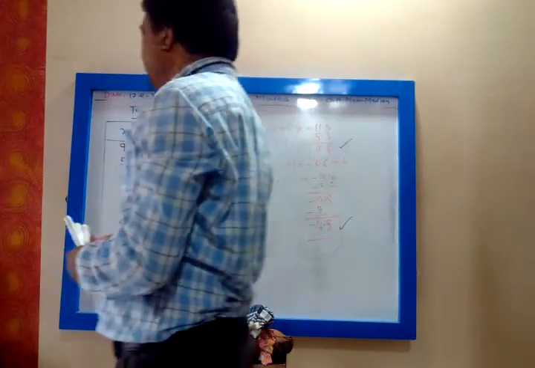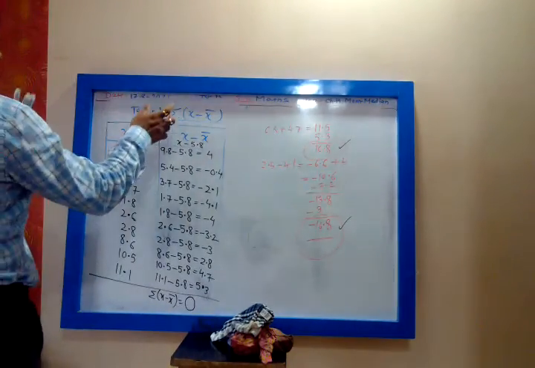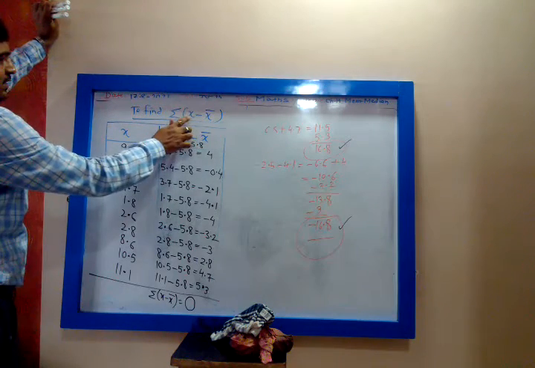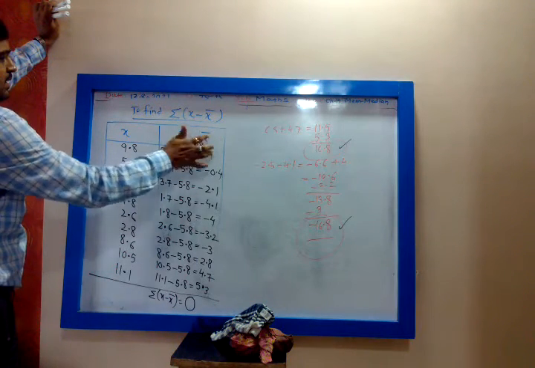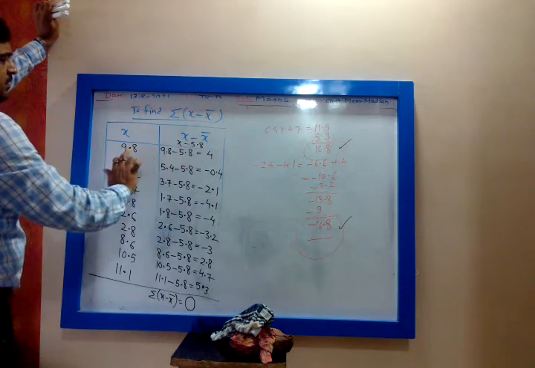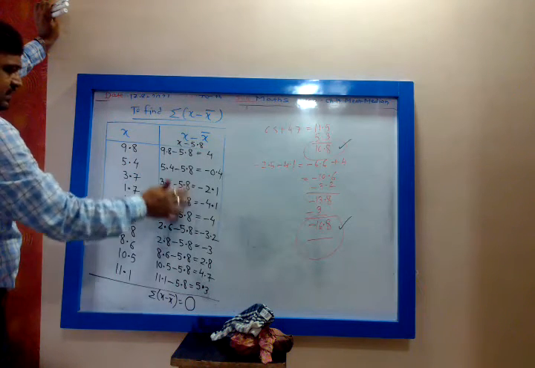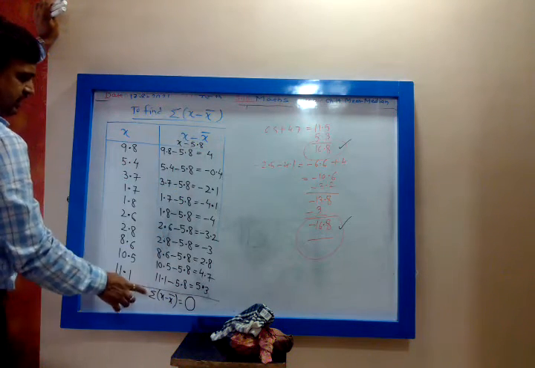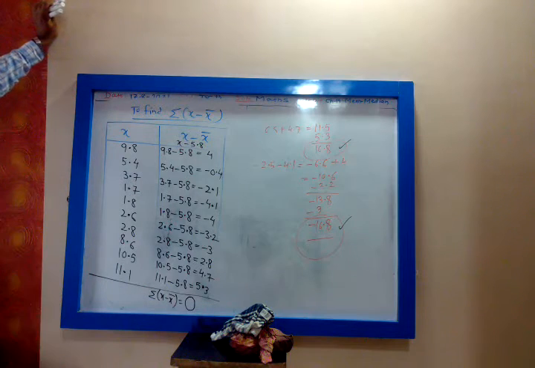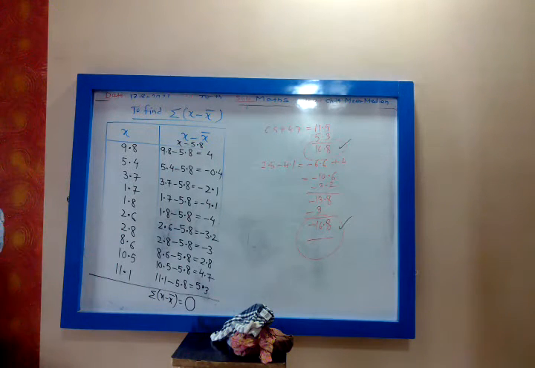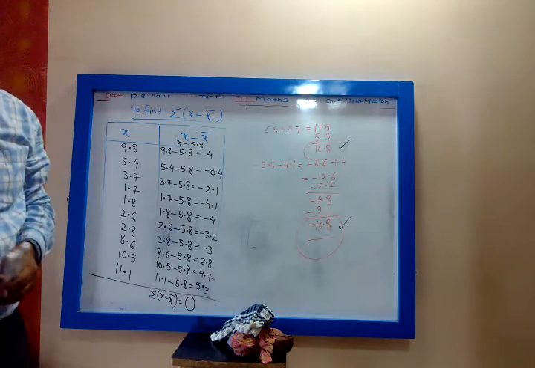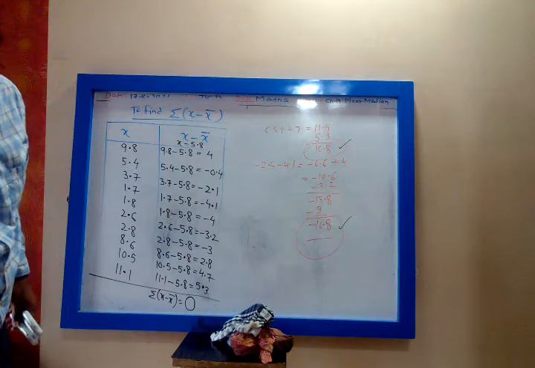So summation x minus x bar: after finding the mean value x bar, you have to find the column of x minus x bar. Every time you have to keep the value of x. X bar is 5.8. Find this last column, then add all the values, and you will get summation x minus x bar. Summation x minus x bar is 0.